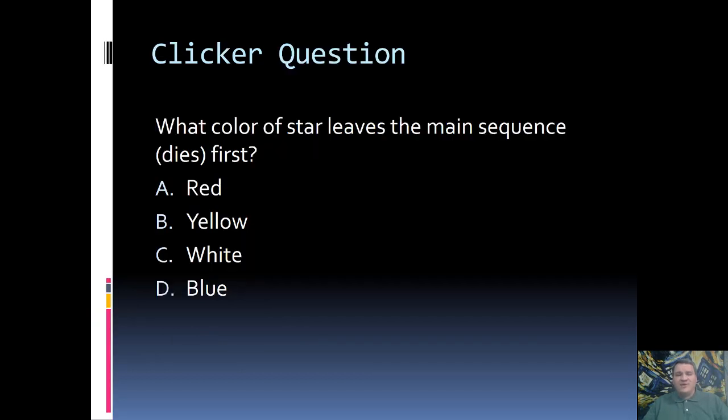Here is our fourth lecture quiz question. What color of star is going to leave the main sequence first? And by leave the main sequence, I mean die. A, red, B, yellow, C, white, or D, blue. Go ahead and think about it, and we'll discuss in just a bit.